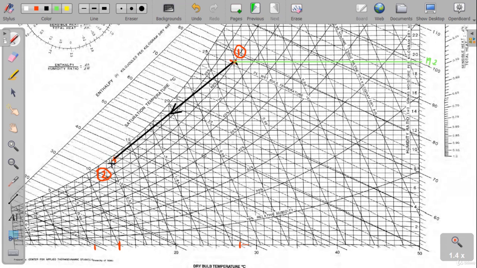How about the outlet, which is 0.2? So similarly, let's draw a horizontal line all the way to the right. And this particular point is just nicely in the middle between 8 and 10. So this is 9 grams per kilogram. This is 9 grams. So from here, we will be able to find the delta omega by finding the gap over here.